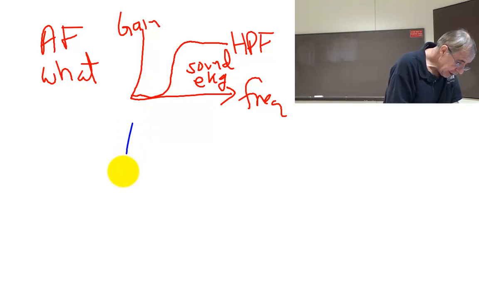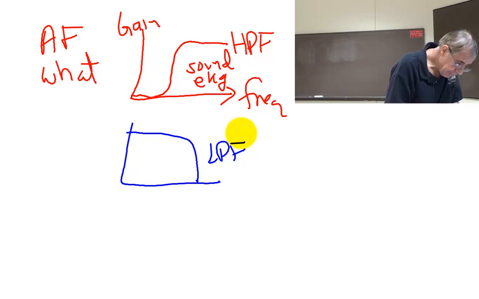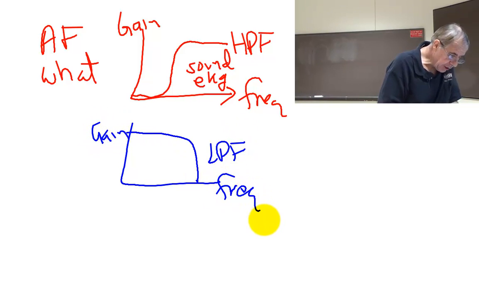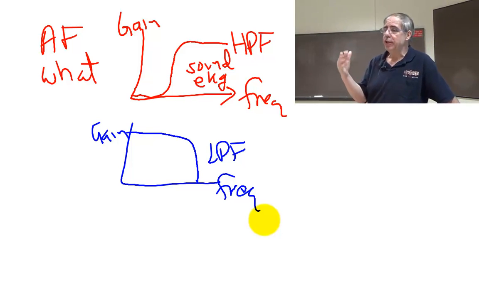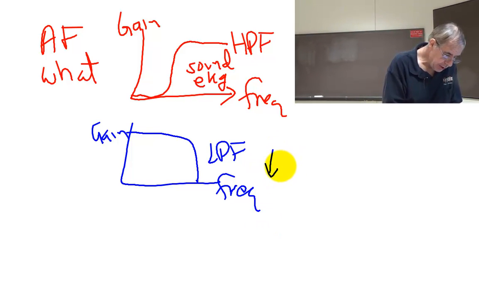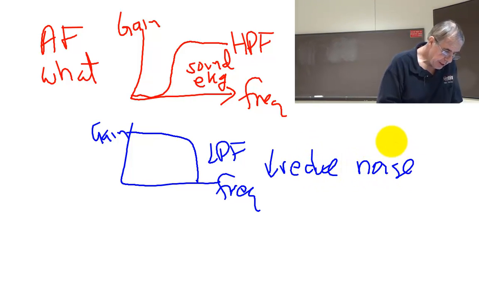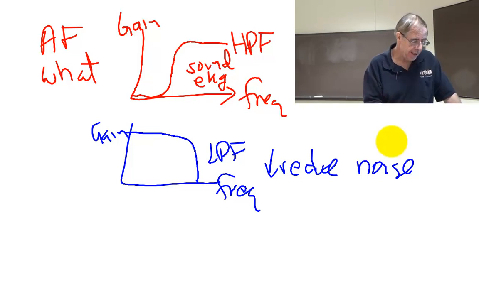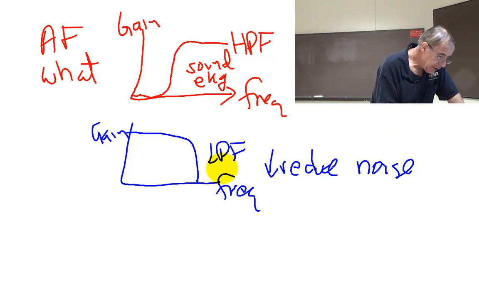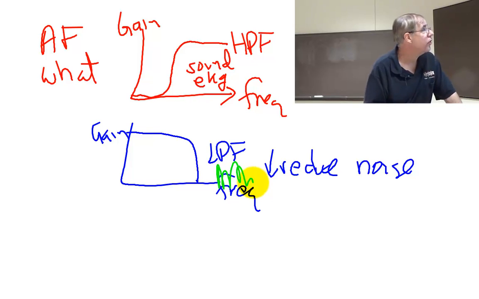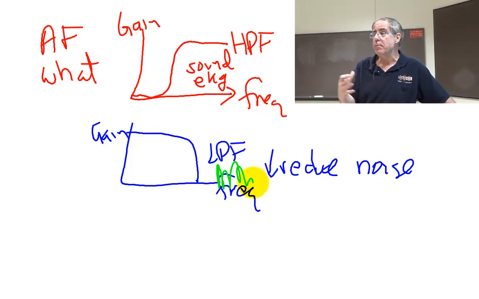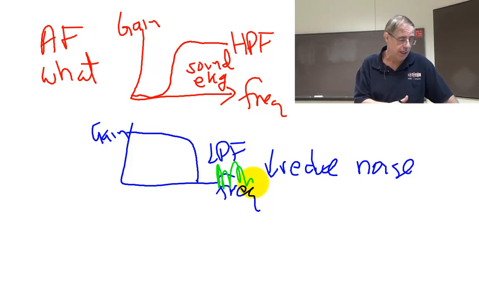The second is a low-pass filter. Again, gain versus frequency. We're going to use the low-pass filter for two reasons. One is to reduce noise. If signals out here are noise, I can use a low-pass filter to remove them. It turns out you could have used a digital low-pass filter to remove this as well.